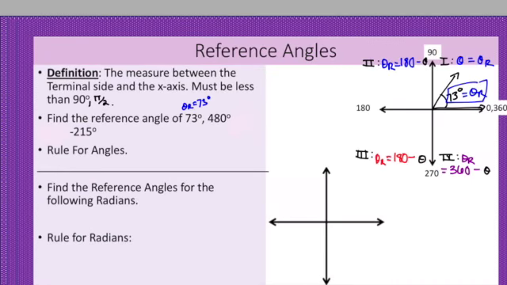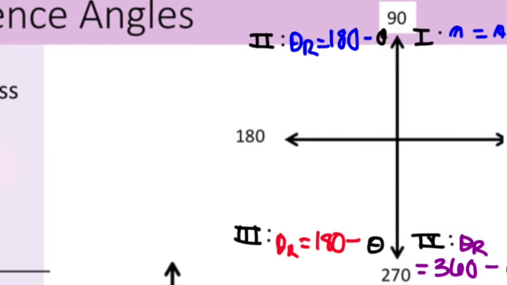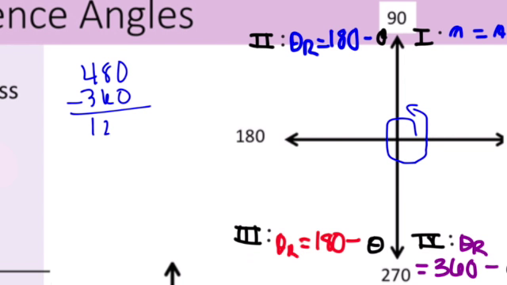Let's look at the next one. The next one says 480 degrees. First of all, 480 goes around the unit circle once, and then a little bit more. So what I'm going to do is find a coterminal angle to 480. I'm going to subtract 360 from it, and this is going to give me 120. So I know that 480 is exactly equal to 120.